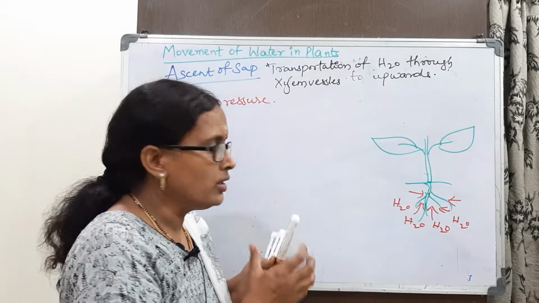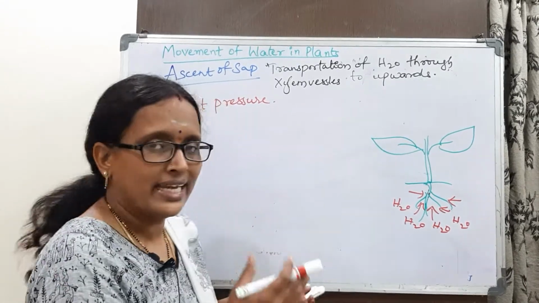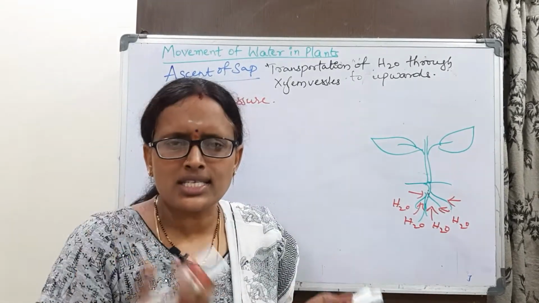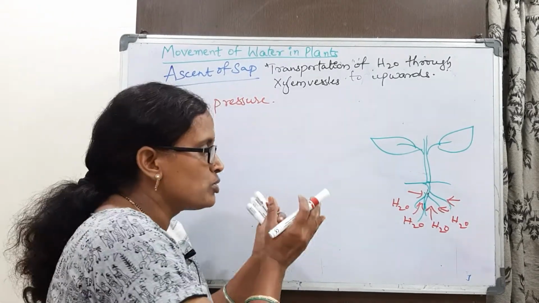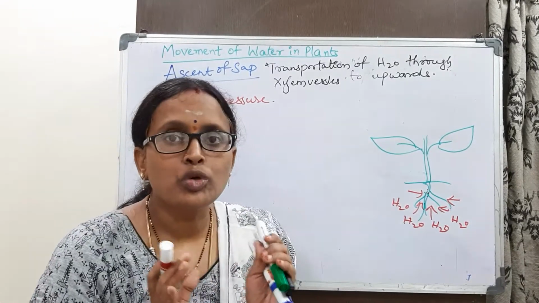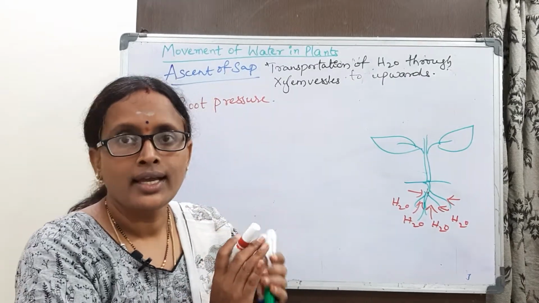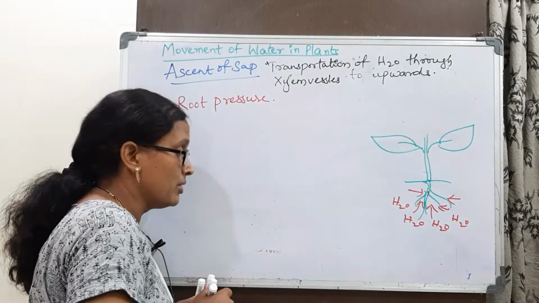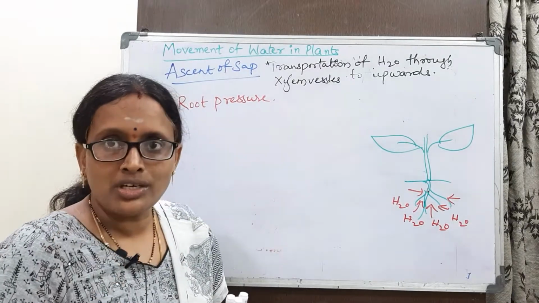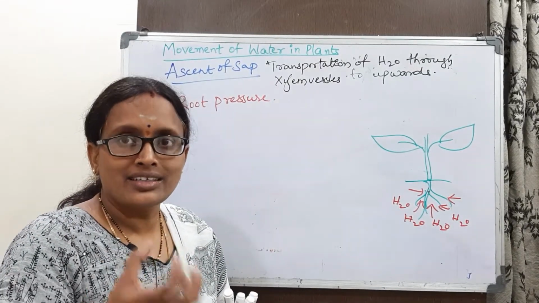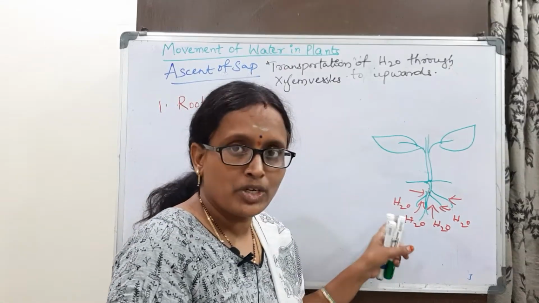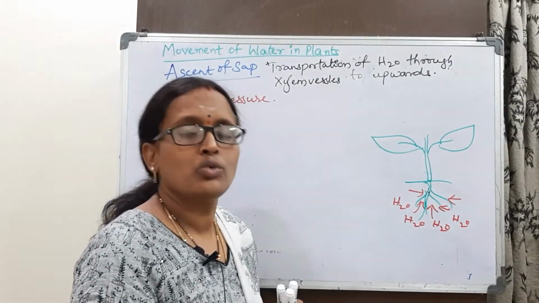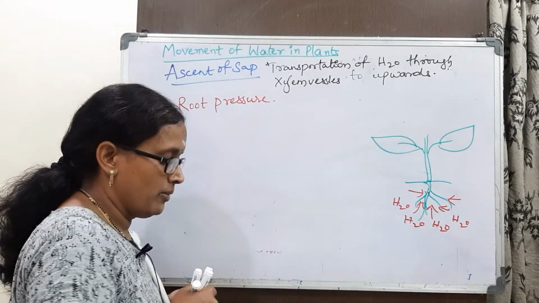So all the water is absorbed by the root hairs. There is a vast number of roots present in the plants, and they all absorb the water and push it into the xylem. The pressure created by the water entering the xylem, that positive pressure, is known as root pressure.